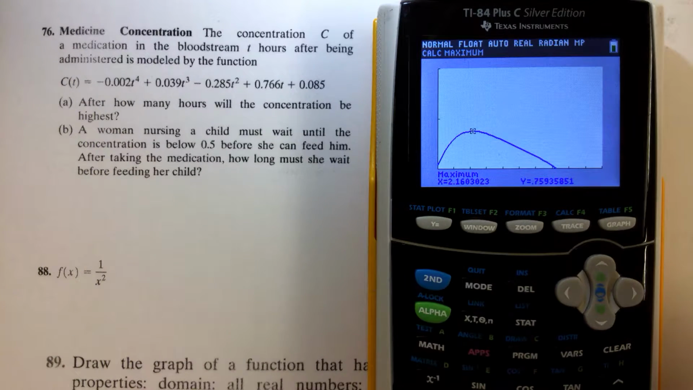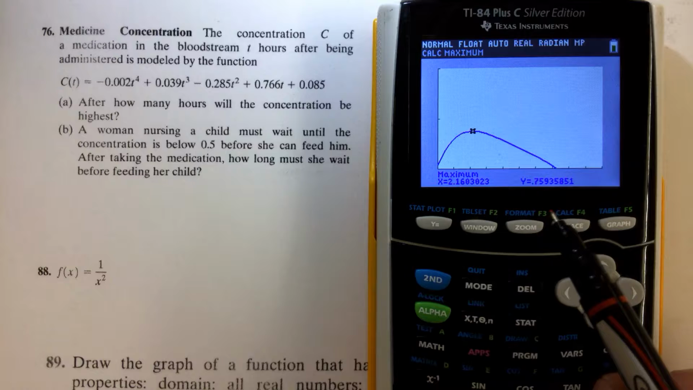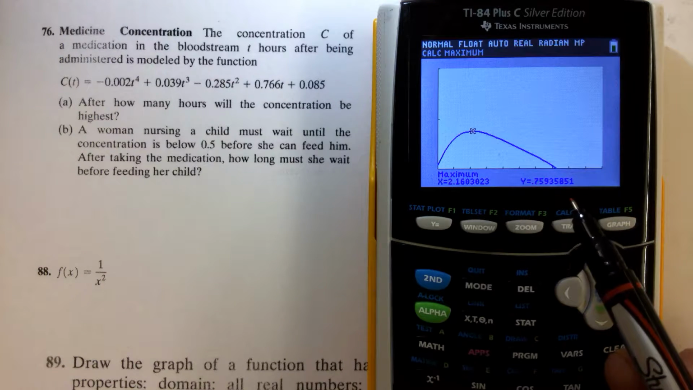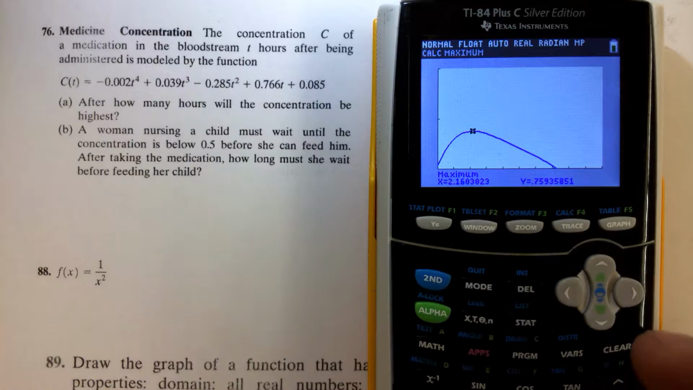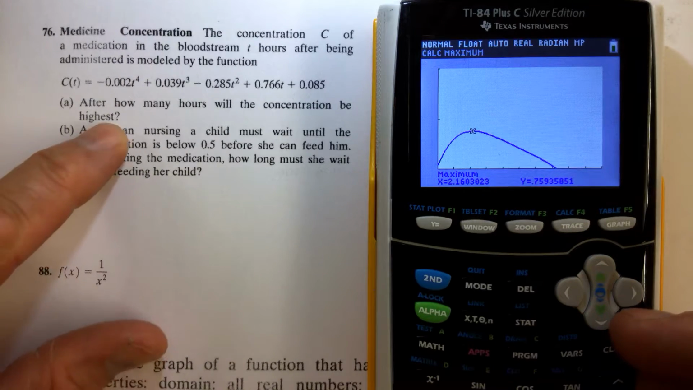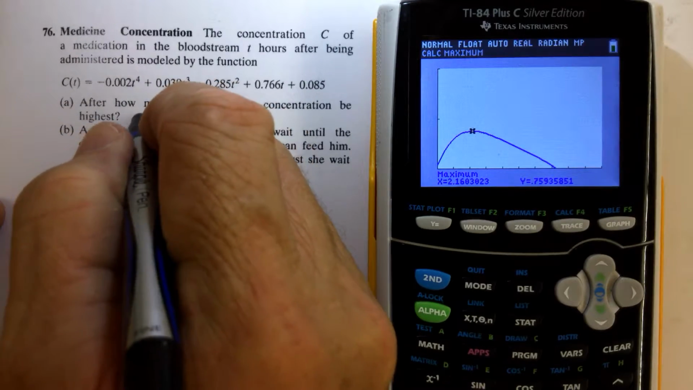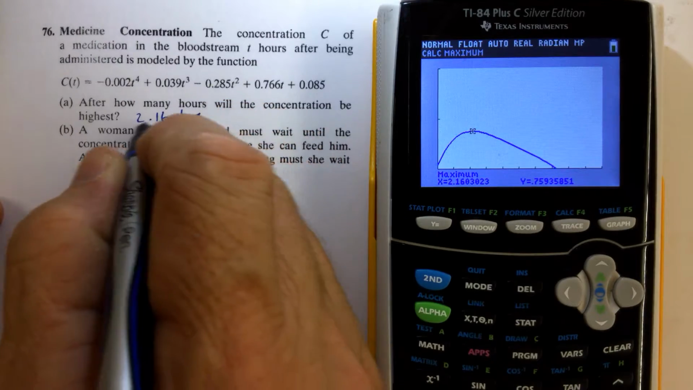So this medication, a pregnant woman, it looks like, takes some medication, and then 2.16 hours after she takes it, the concentration will be the highest. So the concentration in the blood stream would be 0.759. So 0.759 is when the concentration is the highest concentration, and that's after, again, the 2.16 hours, about that many.